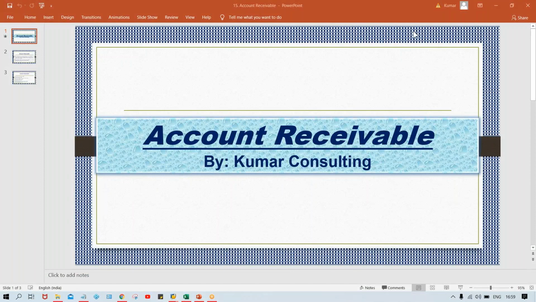Hello guys, welcome back. So here in this session, I'm going to start account receivable. First of all, we'll explain theoretically what this account receivable is. Then we'll proceed further to the configurations. And there are several things we are going to discuss even in account receivable. So let's have a look one by one.